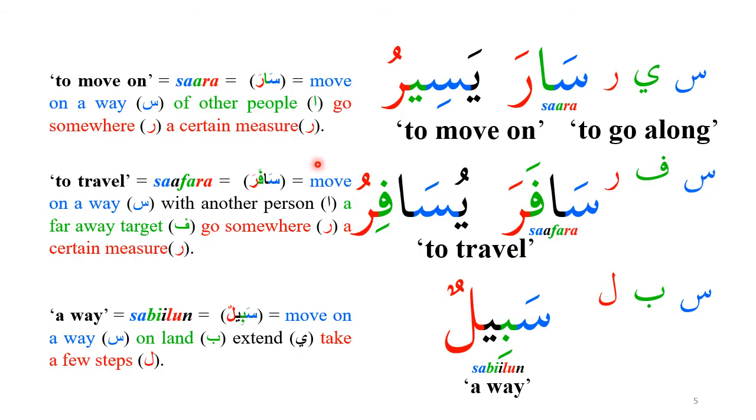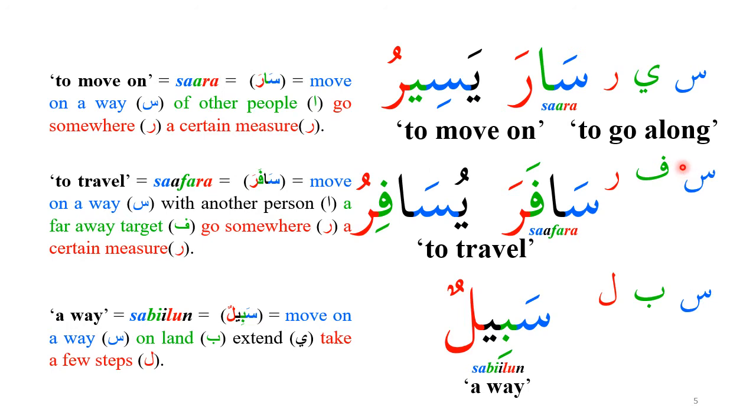Now let's see quickly a few examples. Say Sara and Yasiru. This means to move on, something that naturally moves on, like water flows. I've told you that the letter sin has one meaning like flowing water, something liquid, sailun, or Sara, as we'll soon see. So Sara means to move on.